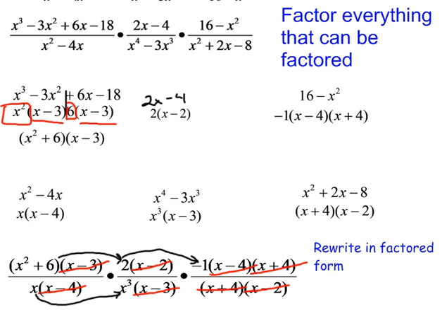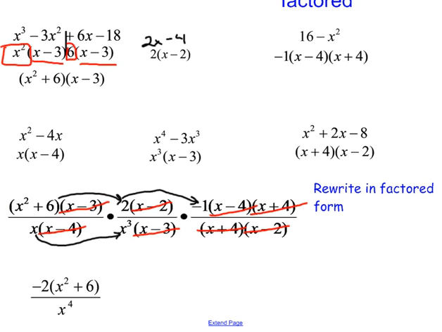So what do we get? We get negative 2 times x squared plus 6 over x to the 4th. Alright, so let me show you what I just basically did. 2 times negative 1 is negative 2, and then it's just negative 2 times x squared plus 6. You don't have to distribute this. And then x times x to the 3rd is x to the 4th. So this is our final answer.